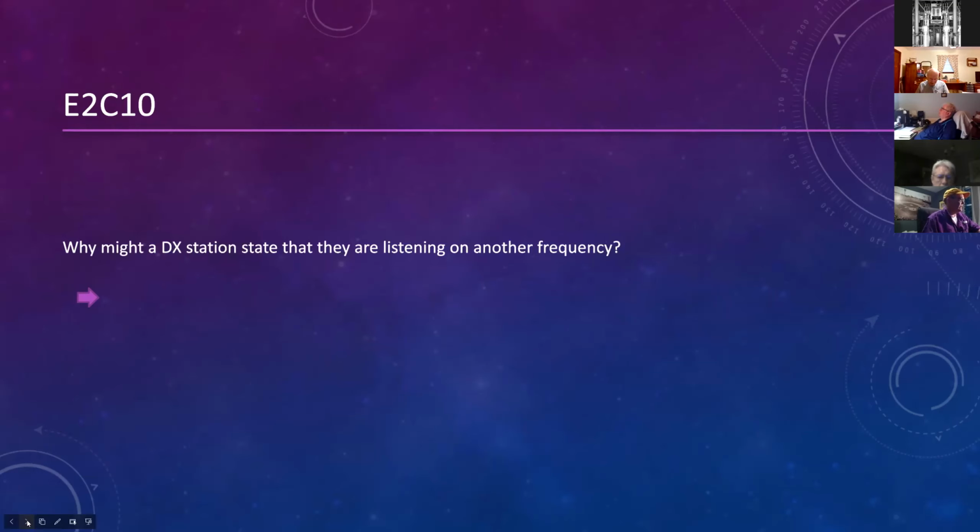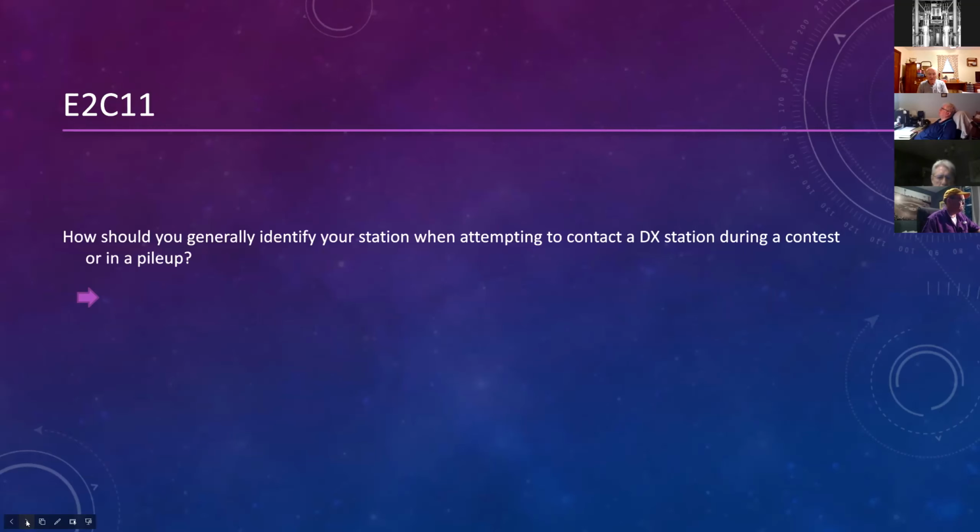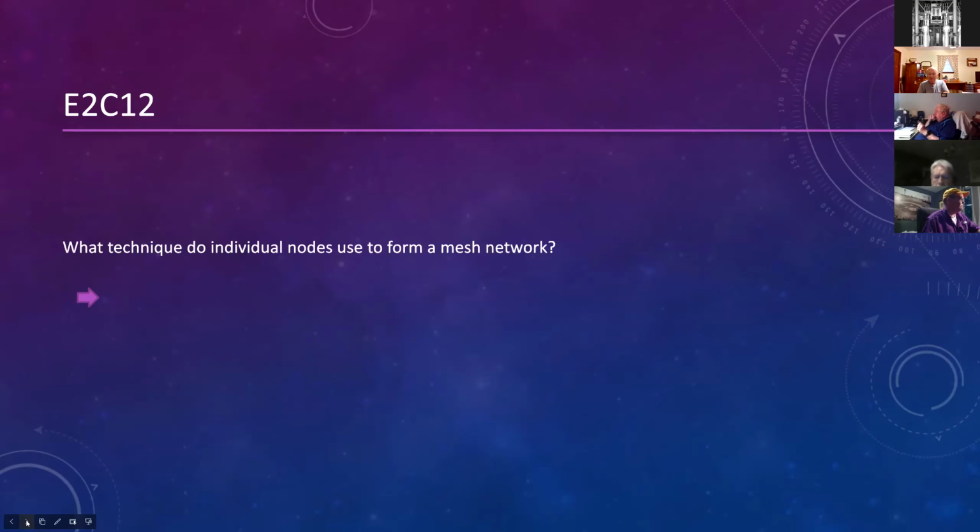Why might a DX station state that they are listening on another frequency? Here's another one where all of these are correct answers. And I'm going to have a memory device on these a little bit later on in the presentation, but I'm going to hold that for now. How should you generally identify your station when attempting to contact a DX station during a contest or in a pileup? Send your full call sign once or twice. Of course, if it's in a pileup, you don't want to rattle on forever.